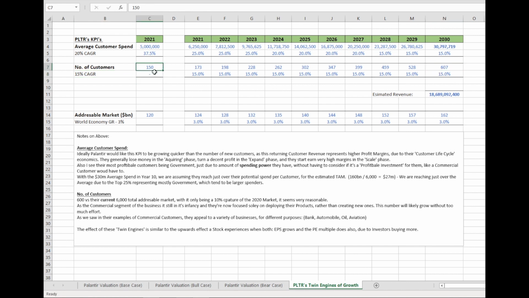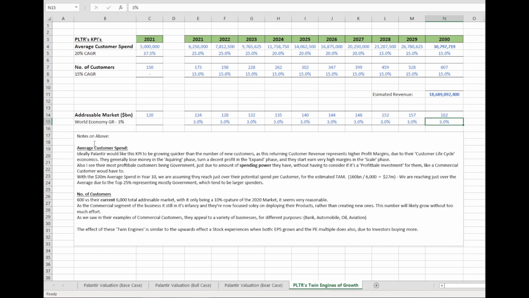Now, I don't know the growth rate of average customers at the moment. They haven't actually provided that, but 15% seems likely considering they've just burst onto the commercial scene, and it's still fairly young, the commercial segment of the business. So they wouldn't have to add too many customers each year to get to that 600. Now, addressable market down here, currently 120 billion. We're going to say that's going to move at 3%, the rate of the world economy, which is sort of their market anyway. So we get to 160 billion by 2030.